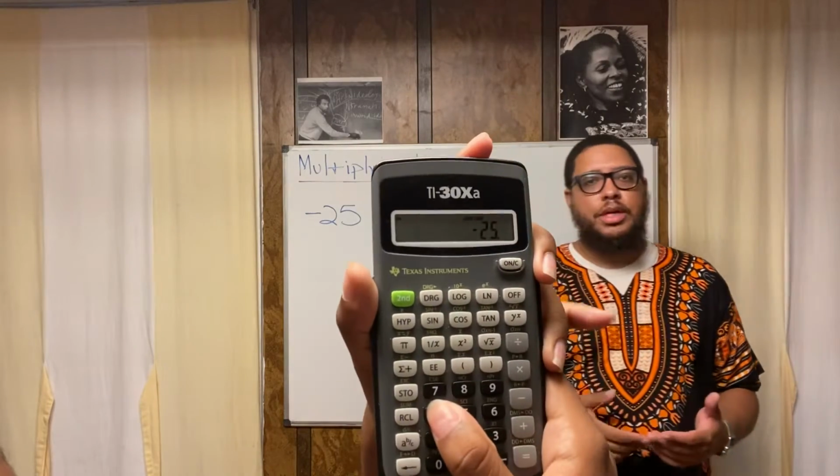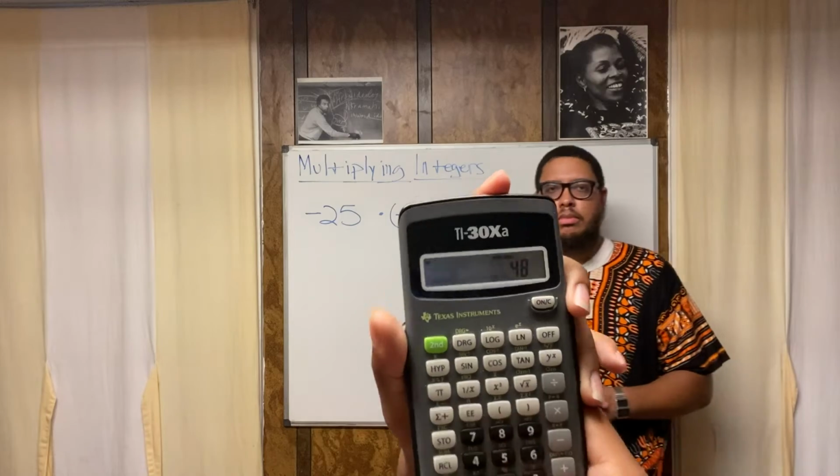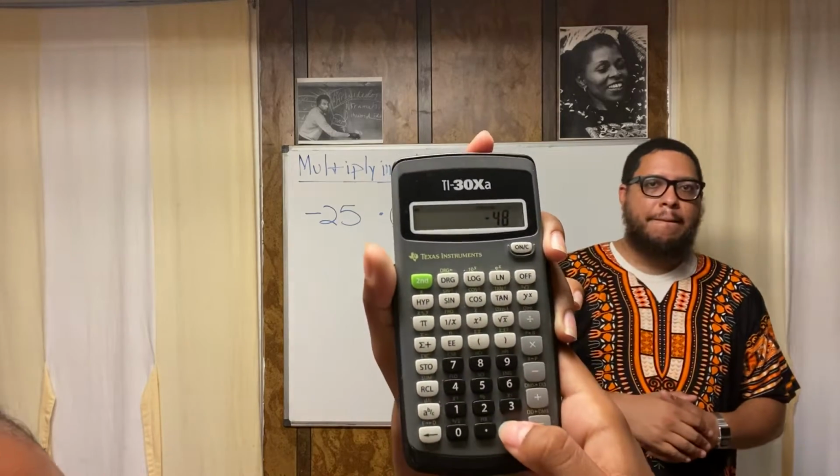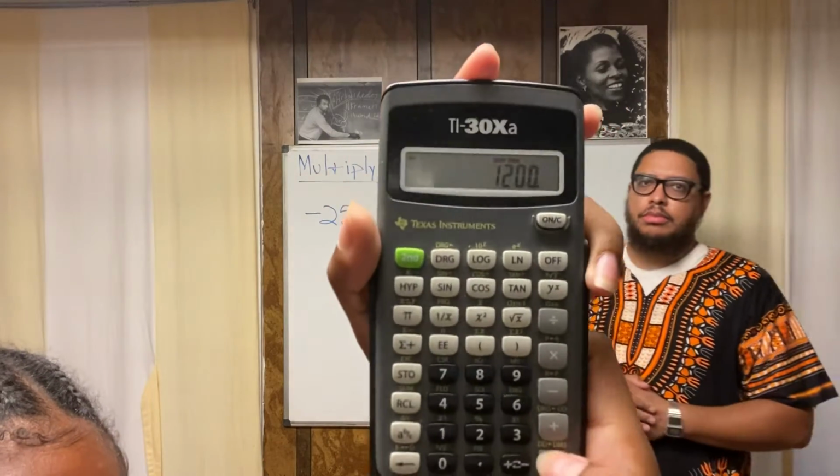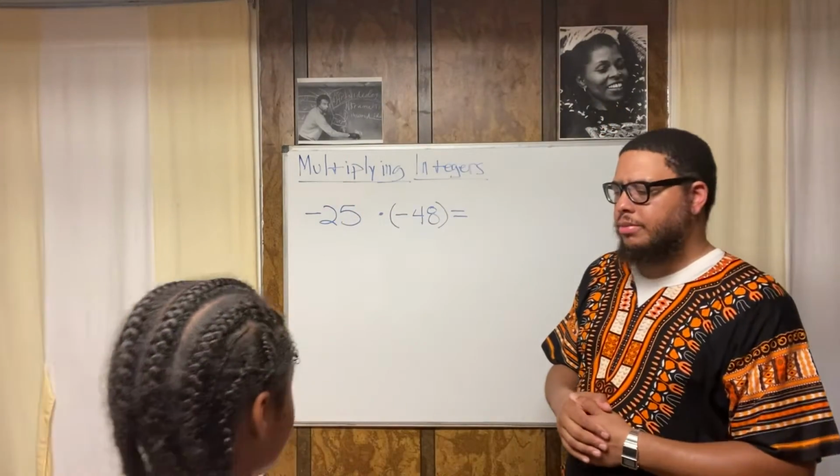So she's going to type in 48 and then hit the negative sign. And then hit the equal sign. And that's 1,200, right? Okay.